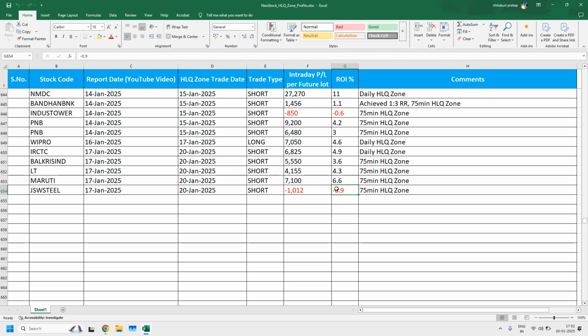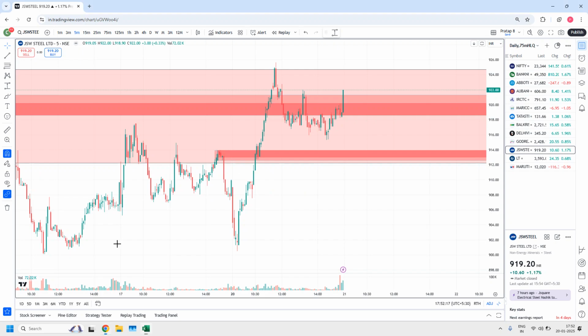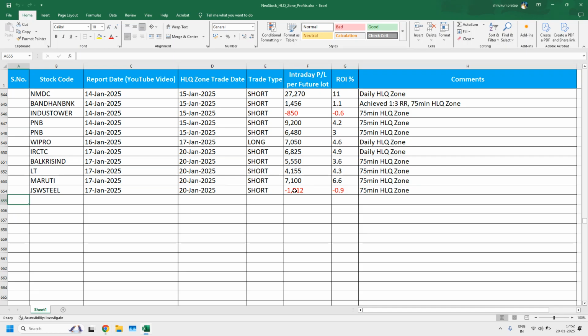But when you get the profits, we are getting 6.6%, 4.3%, 3.6%, and 4.9%, which is the least today. You are getting good profits. But when you are getting losses, the previous loss, on the 15th January, was only 0.6%. And this loss includes the stop buffer value. You have a 0.6 stop buffer, and that includes this loss.